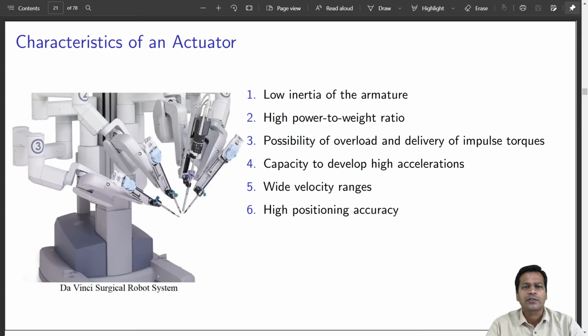High positioning accuracy. Even a small error in the angular or linear position of the joints of any industrial serial robot would cause a high accumulated error in the end effector position. So the actuators for any industrial robots should have a very high positioning accuracy.